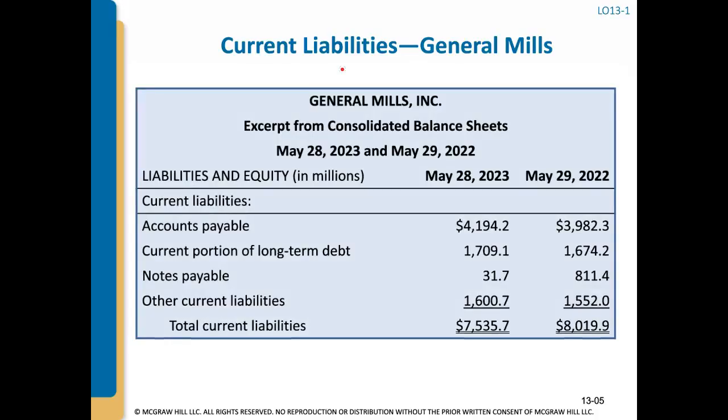Let's just quickly look at a balance sheet from General Mills in their liabilities and equity section, and see here, this is the classification for the current liabilities, and they list the accounts payable, current portion of long-term debt, which we'll get to in a different video, any notes payable, so these notes payable are due within 1 year or less, and any sort of other current liabilities that they have.